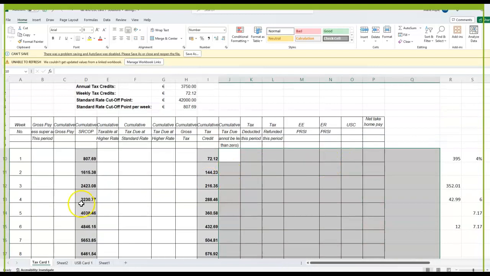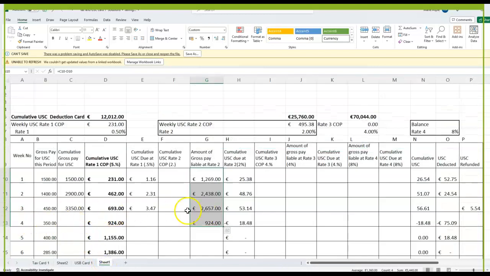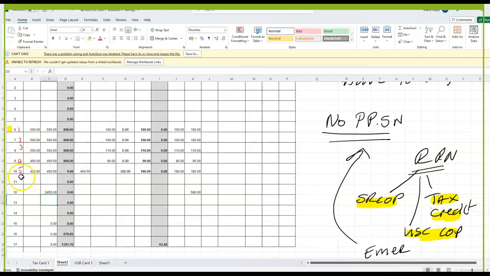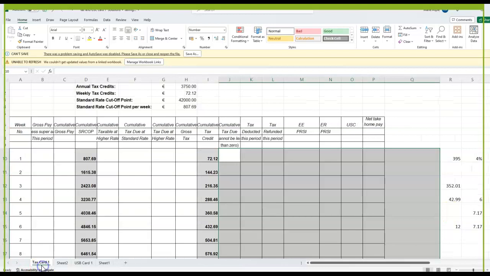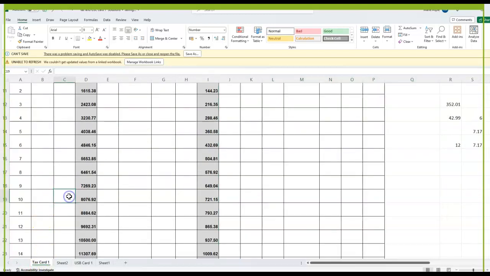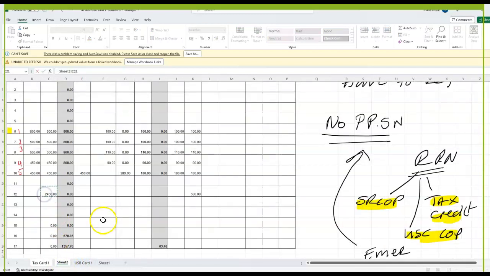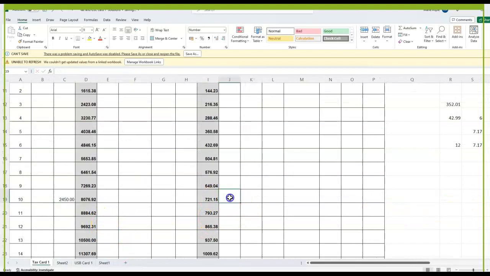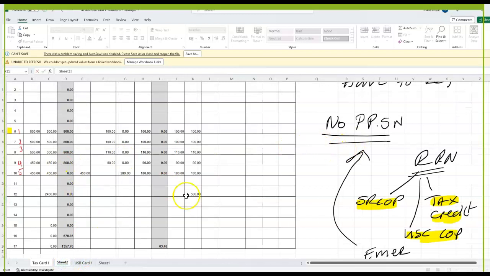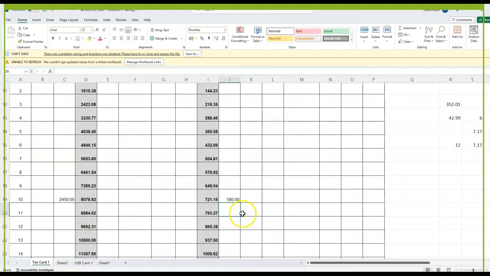So if I finished up on sheet 2, I finished up on week 10, the 5th week I start on week 10. So on the tax card I'm going to come down to week 10. What do I put in here? The gross paid to date. How much did I pay to date? 2,450. And after the tax credits, I find out how much tax was deducted from my emergency card, 580. So now I'm back to my normal element. So 500, now back to cumulative, I can be added.